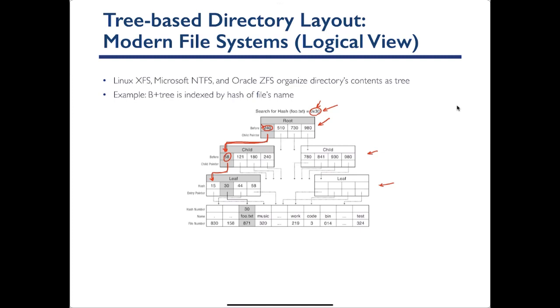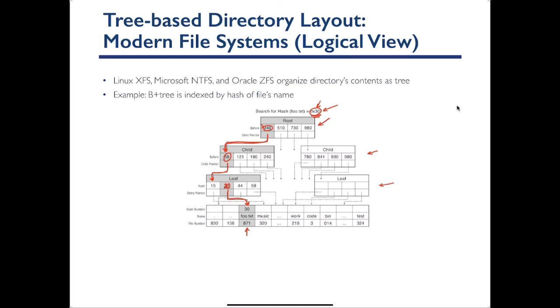Now in this leaf, you find all the hash values that are less than 58 with their file number. So in particular, let's say I was looking for this 30 for my foo.txt, and this points me to the pair of file number and file name. So foo.txt in this example is mapped to 871.